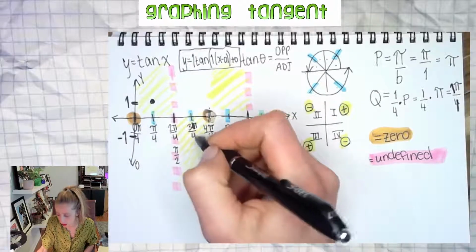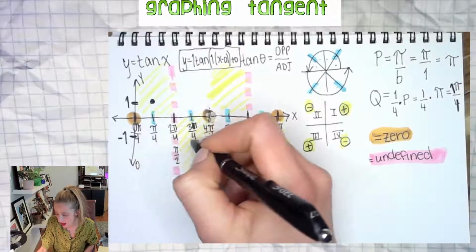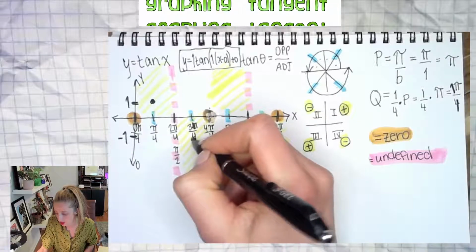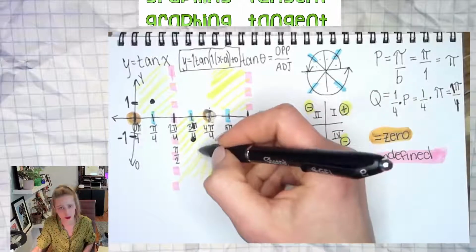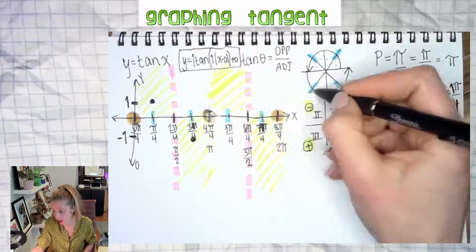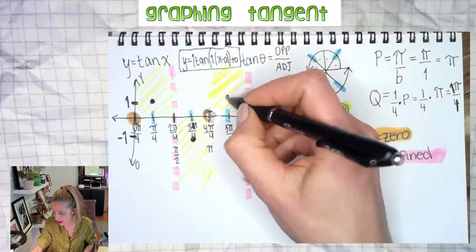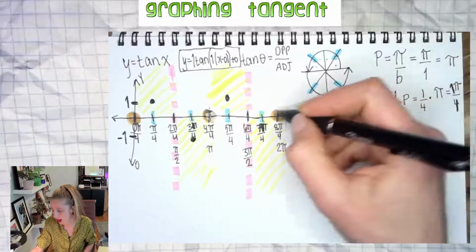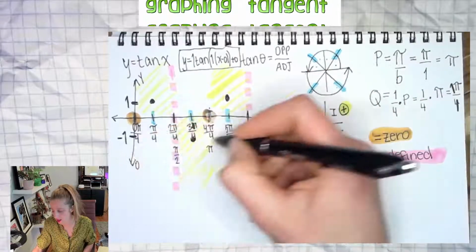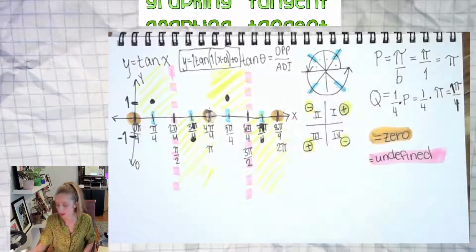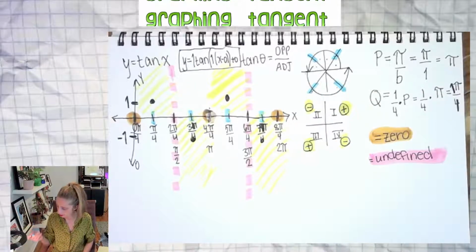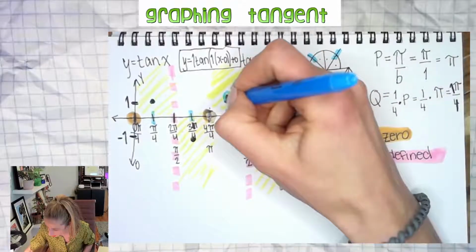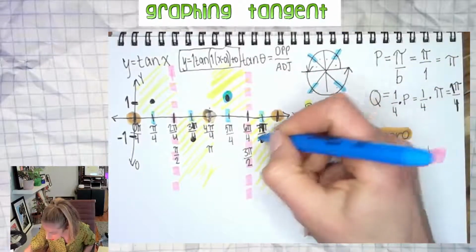So tan is positive 1 at pi over 4. At 3 pi over 4, it's negative 1. At 5 pi over 4, which is this one right here, it's positive 1 again. And at 7 pi over 4, it is negative 1, so somewhere over there. So I suppose I can just throw a little blue on those.